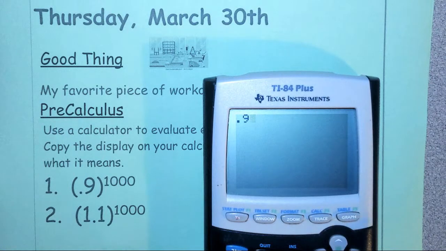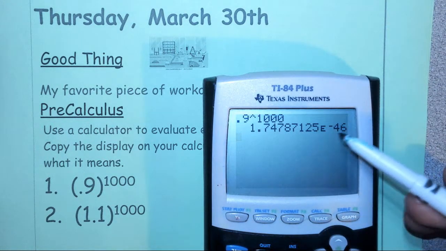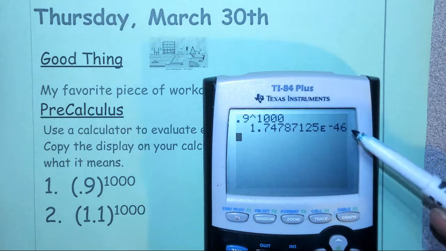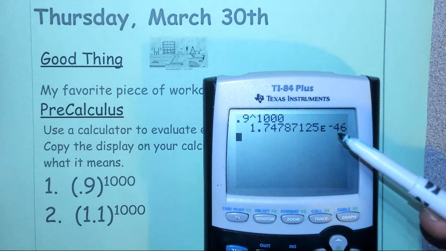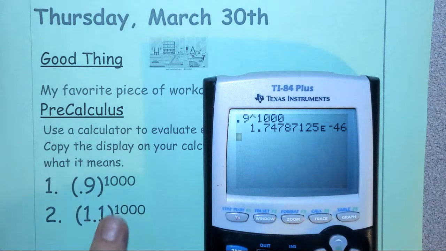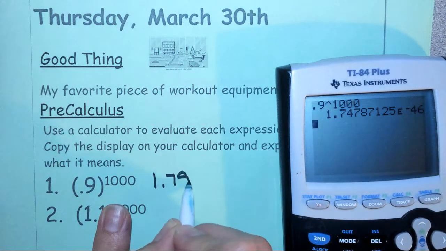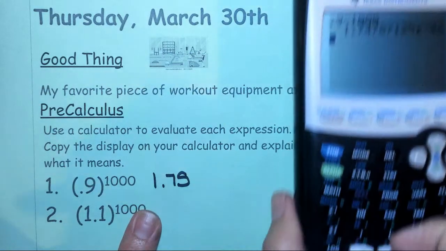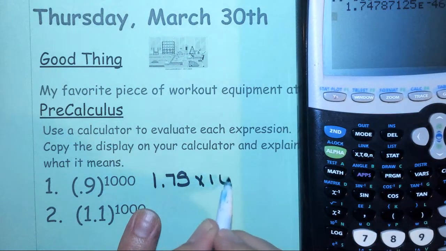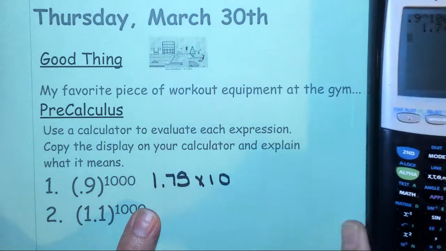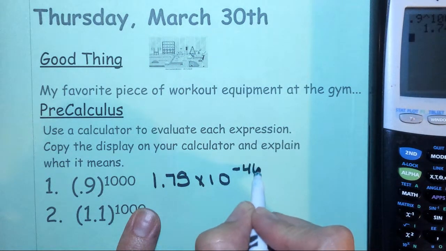So I'm just trying to make sure that everybody knows when this pops up on your calculator screen what it actually means. So when you see this e to the negative 46, that's actually scientific notation. So I'm going to round my decimal to be 1.75 times e, and it says to the negative 46.